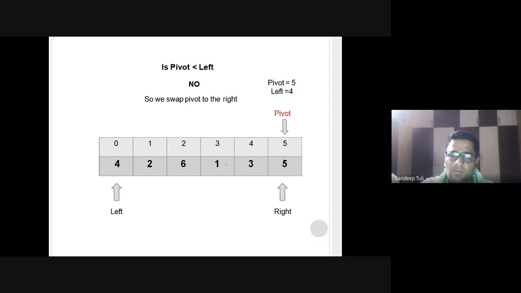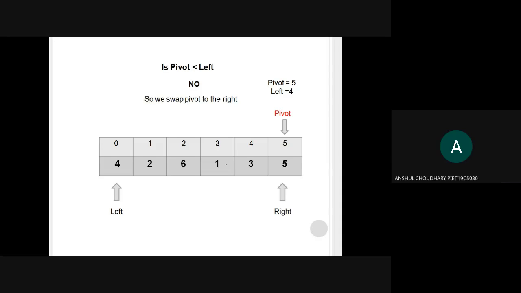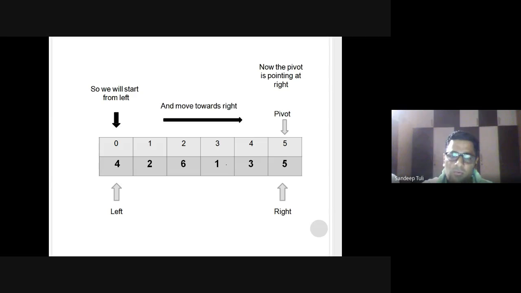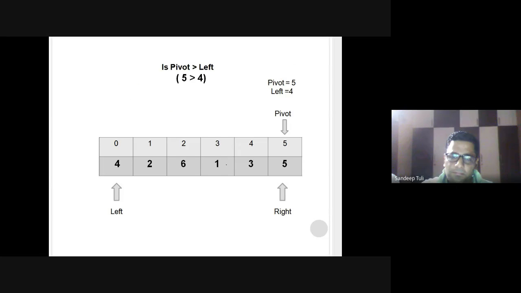Now we will start from the left. So pivot is 5 and left is 4. Do we need to swap? No, sir. No swapping. So what we will do in this case, we will move the left now. We will move left towards the right.